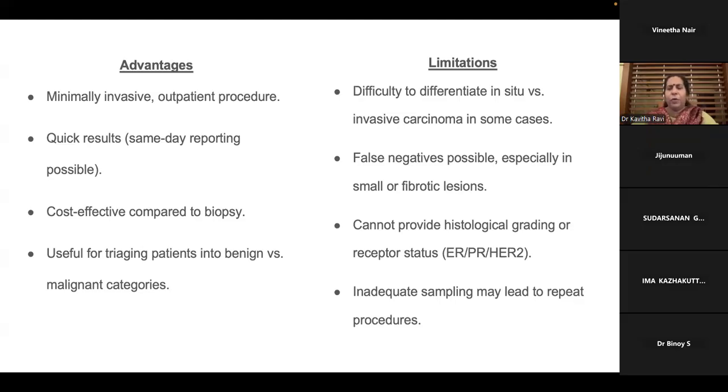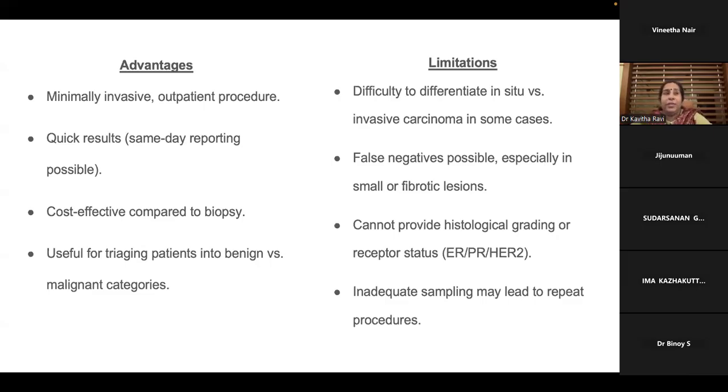Advantages I've already mentioned, so I'm not repeating, but the disadvantages I wish to mention, because many times it's difficult to differentiate between ductal carcinoma in situ and an invasive carcinoma of the breast by looking at the cells alone. And if it is a malignancy but the lesion is very small and desmoplastic, fibrotic or serous, we may not get any cells from those aspirates. So false negative aspirates can pose a problem. In the management of any malignancy of the breast, the first step itself is the hormonal status, the ER, PR and HER2 status. That is not done in cytology reports in our center.